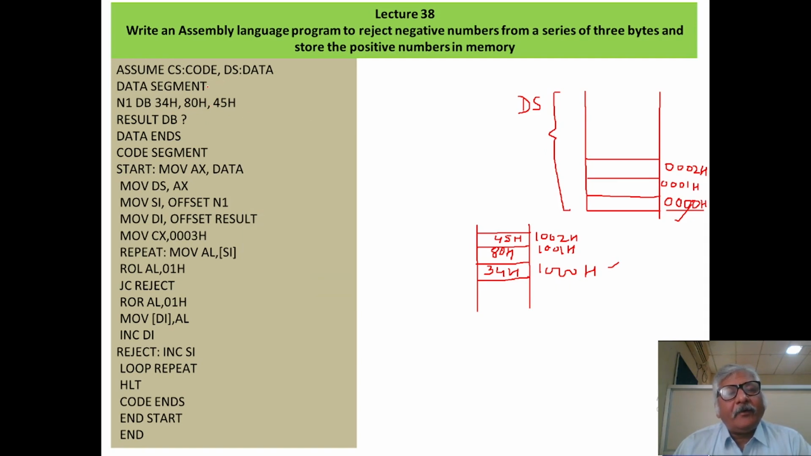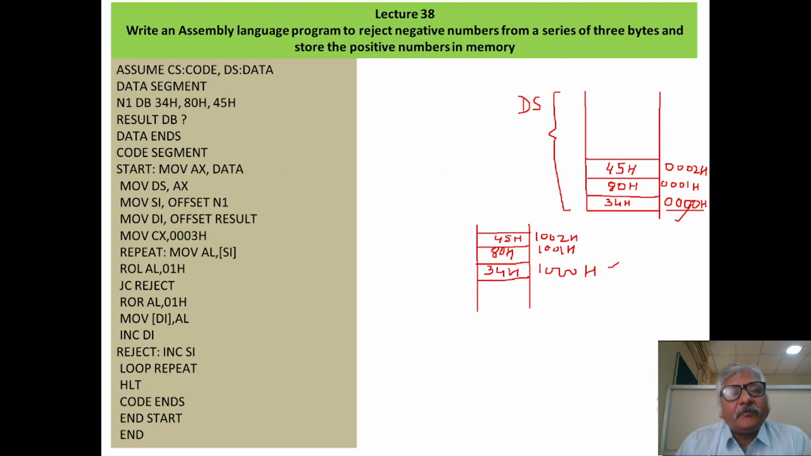We will take our program as it is. We have not written ORG, so the offset address of my first data will be 0000H. Means here our first data 34H will be there. The second data, this 80H, will be at the next offset address, 0001H, and the third data, that is my 45H, will be at my third offset address, that is 0002H.